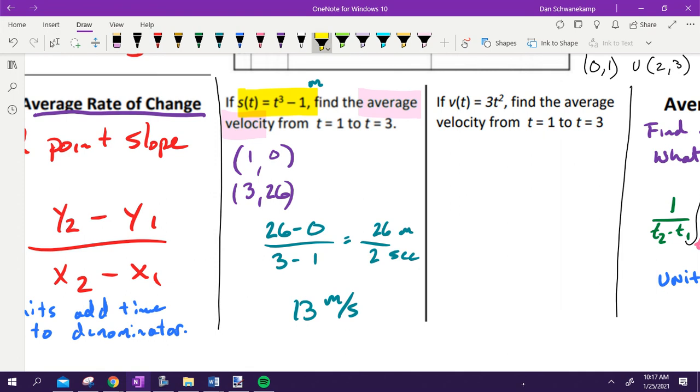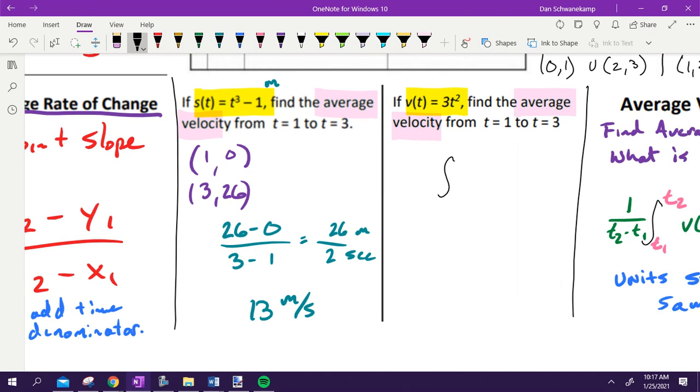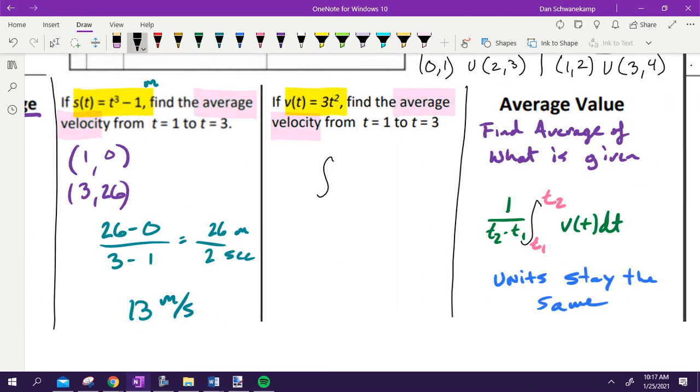Second one, they are starting with velocity. They gave me the thing that they are asking me to find the average of. They gave me velocity, and they want me to find average velocity. Well, to do that, if I'm finding the average of what is given, I'm finding the average value. I'm going to integrate this thing from 1 to 3. I'm going to integrate whatever my equation is, which in this case is 3t squared. In front, I've got to include the fraction of 3 minus 1, so it's 1/2.